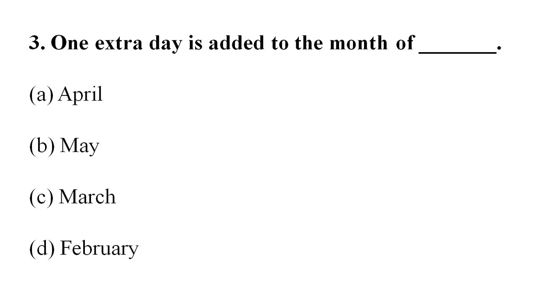Question 3. One extra day is added to the month of dash. Option A, April. Option B, May. Option C, March. And option D, February. Your correct answer is option D, February.